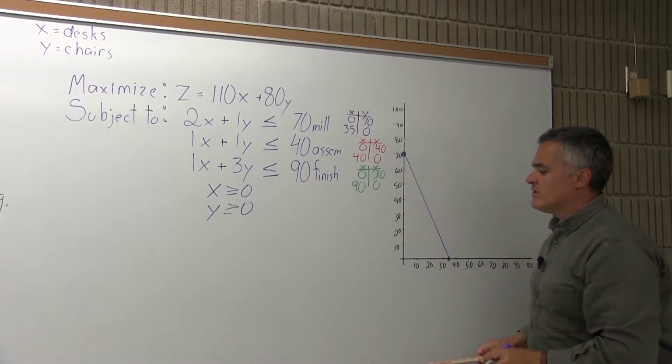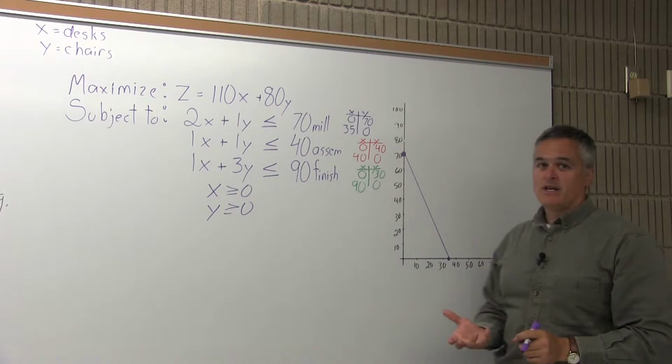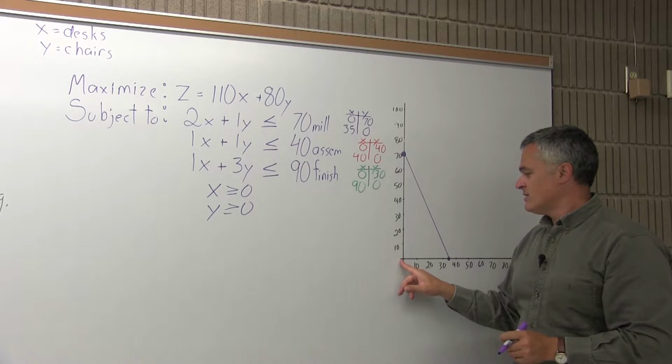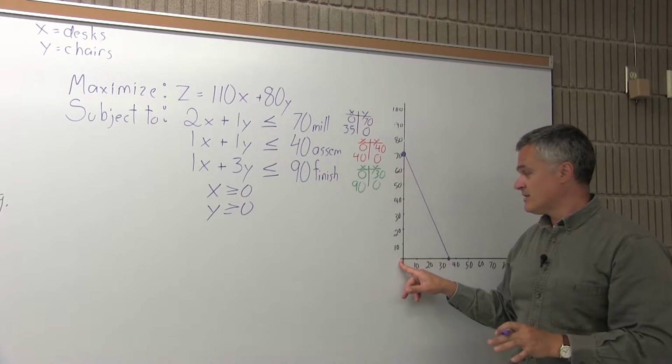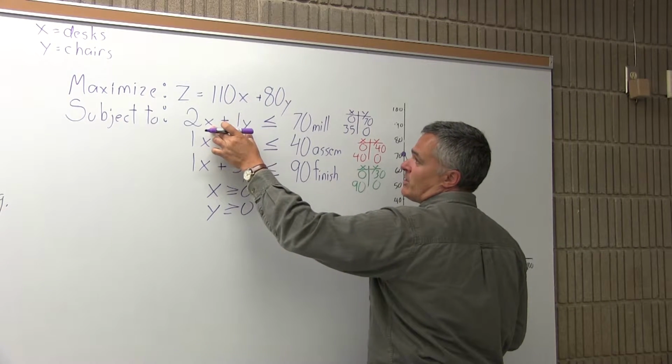And now I will have to determine if I want to shade above my purple line or below it. Again, what I need to do is find my test point that I like to use, make sure it's not on the line, and it's not. 0, 0 is not on the line. 0 for x, 0 for y in my millwork constraint.